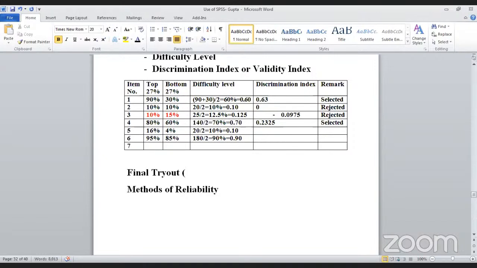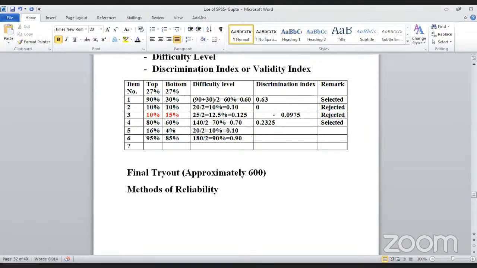So whatever is your population, from this population, do not take these people for your final tryout. Now for final tryout, it all depends upon how large a sample you want, because it depends upon the utility of the tool that you want to standardize. So you have to take approximately, say, I can write any number, approximately 600.